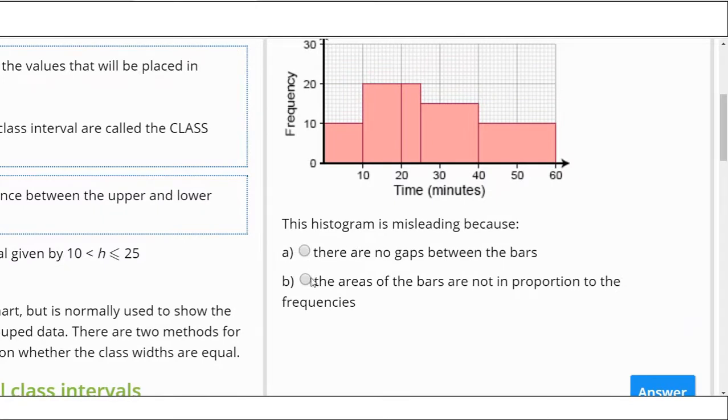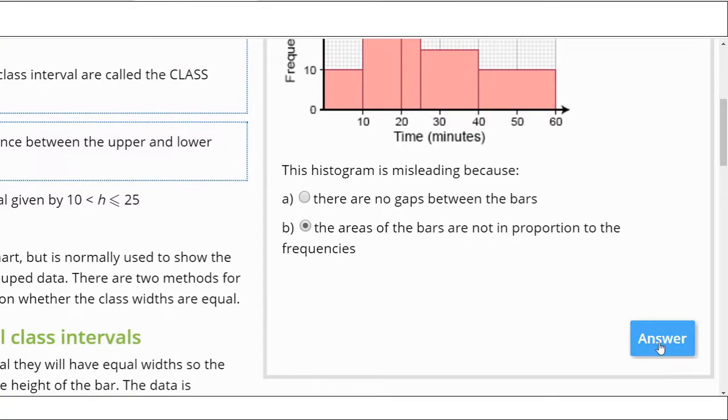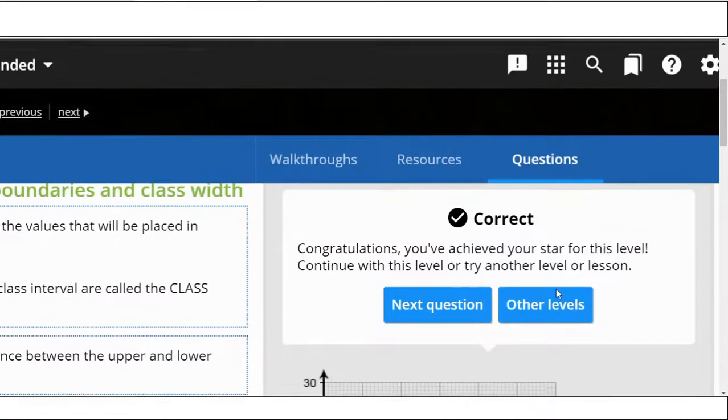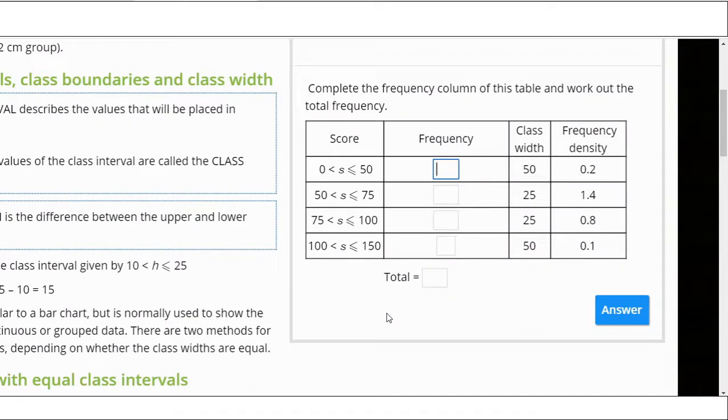This one should be true. So this one should be wrong. The areas of the bars not proportion to the frequency. Let's check. So it's correct. The next, complete the frequency column of this table and work out the total frequency.